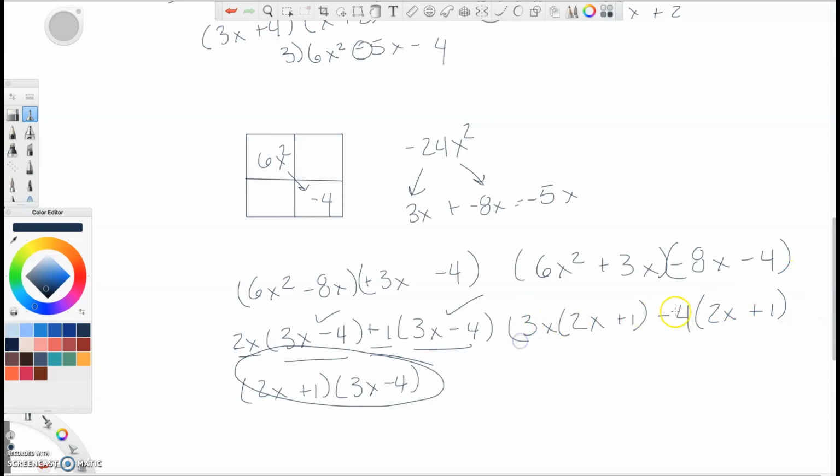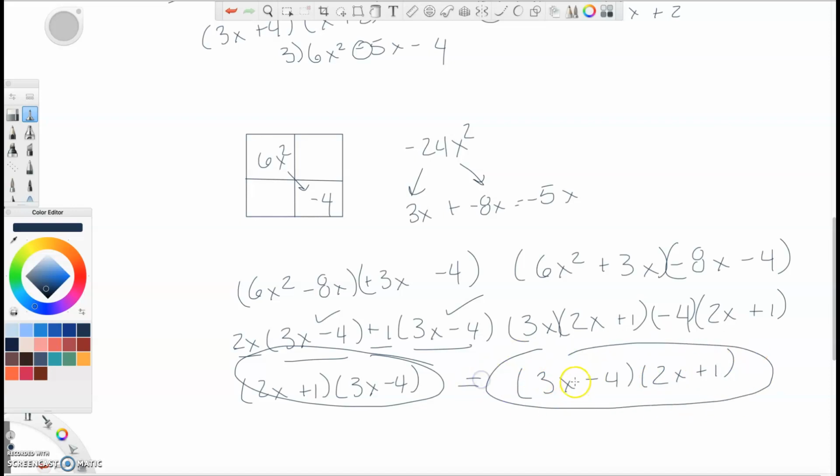And once again, you'll see here that when we group these two, we get 3x minus 4 and 2x plus 1. So as you can see, these two are equal, and it doesn't matter which of these factors you put first or second. Okay? It doesn't matter. No matter what, the factor is going to come out the same.